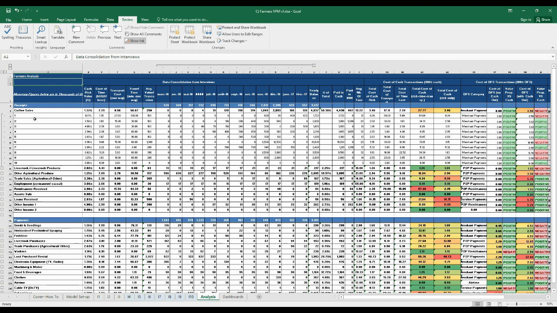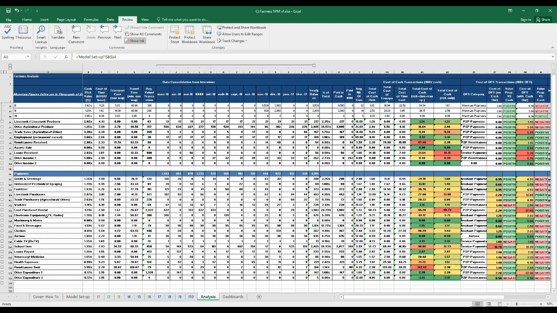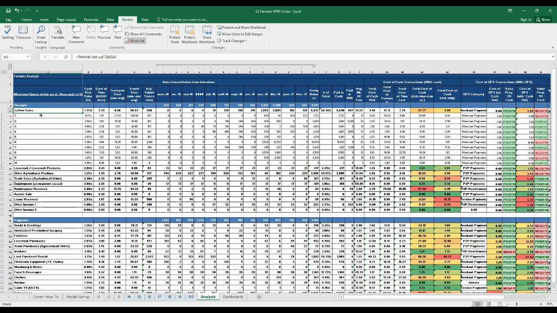So as you can see here, we have all the receipts here. We have coffee sales, livestock, other agricultural produce, and so on. And then we have the various payments here that the farmers are engaged with. Just to show you here the data from the interviews under every single row for receipts and payments. There are 10 different rows, but they're just hidden underneath the other ones.